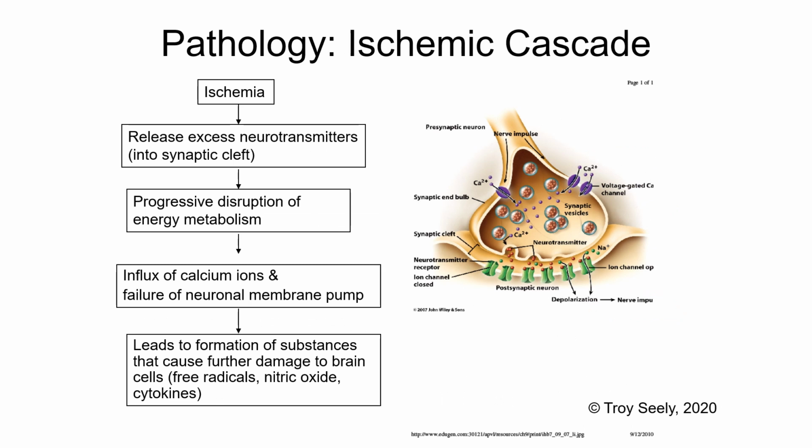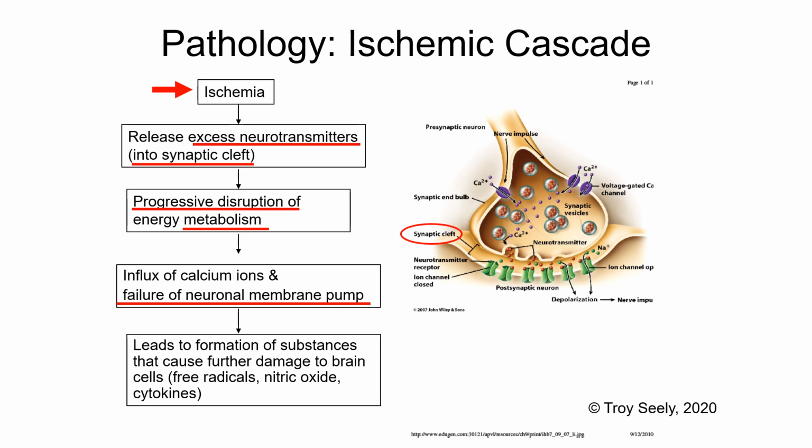So let's contrast that with a pathological presentation, known as an ischemic cascade. Here it begins with ischemia. The blood flow to the brain is compromised. And in response to this, with the affiliated ischemia, you're going to actually have an excess release of neurotransmitters into the synaptic cleft. So instead of it being controlled, they're just going to go full bore into the cleft in a large quantity. The result of this lack of control of release is going to cause a progressive disruption of energy metabolism.